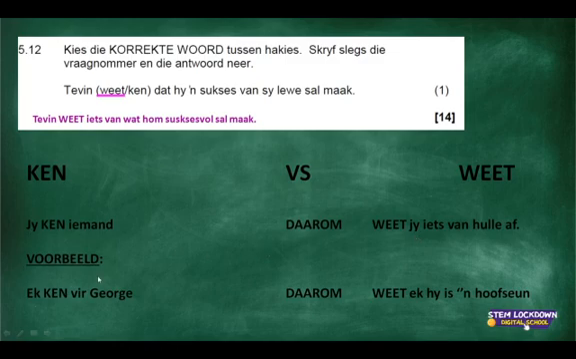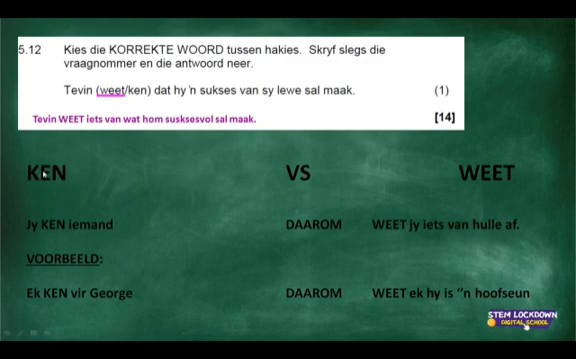Okay, so I've written an example here. Ek ken vir George. Daarom weet ek hy is 'n hoofseun. So I know George, therefore I know that he is a head boy. Okay, julle kan dieselfde sê. Ons ken Juffrou van Wyk, daarom weet ons sy gee Afrikaans. Okay, so we know Mrs. van Wyk, therefore we know she teaches Afrikaans.